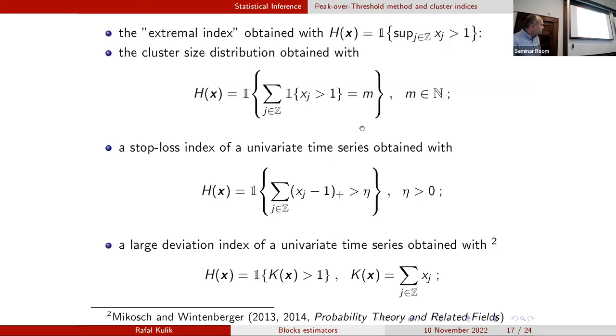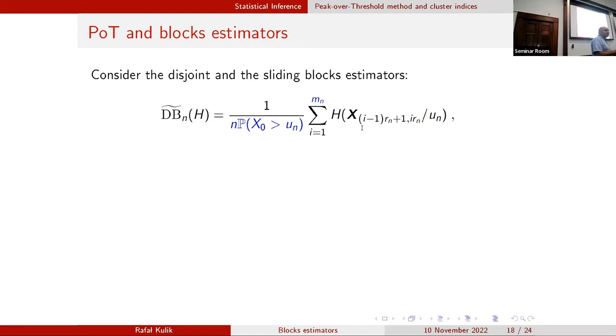So there's a bunch of indices that you can look at, and we construct again sliding and disjoint block estimators. But this time, they give directly the parameters that you want to estimate without using optimization methods. Okay? Everything stems from a different threshold. The threshold that you use here is u_n, so different than in the previous case. Again, in the block maxima method, you have some limit theorem, and the parameter appears in the limit, so you still have to extract it. Here, it appears directly, okay?